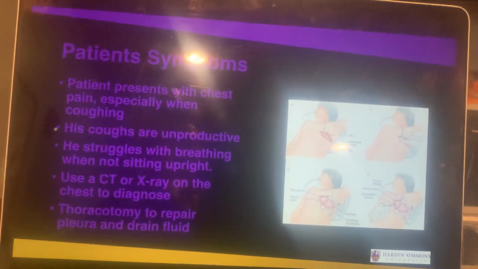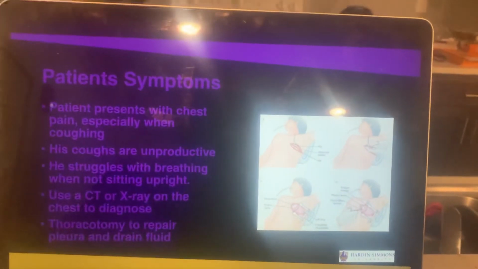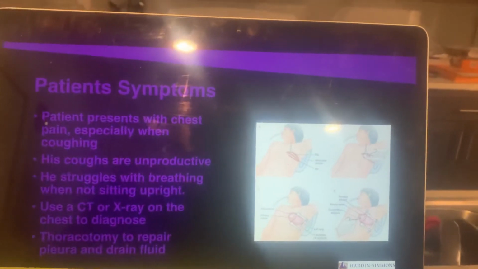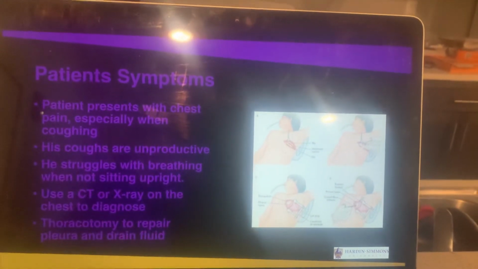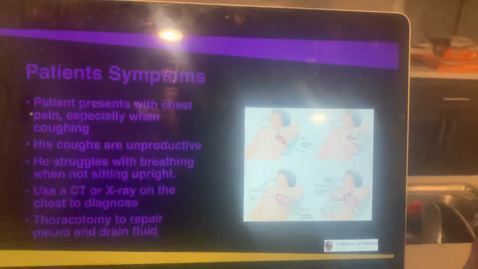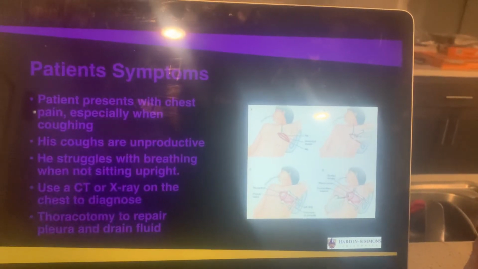Patient symptoms. Patient comes in and presents with chest pain, especially when coughing. His coughs are unproductive, so that means nothing's coming out. And he struggles with breathing unless sitting upright.